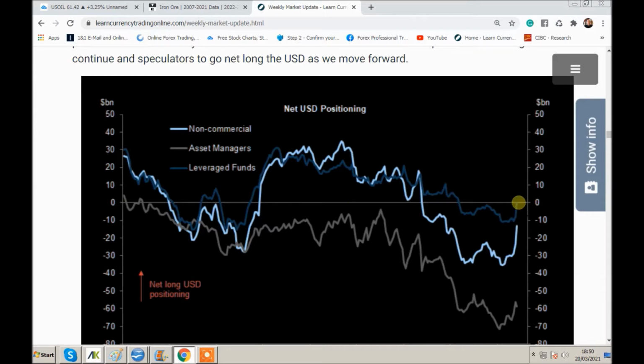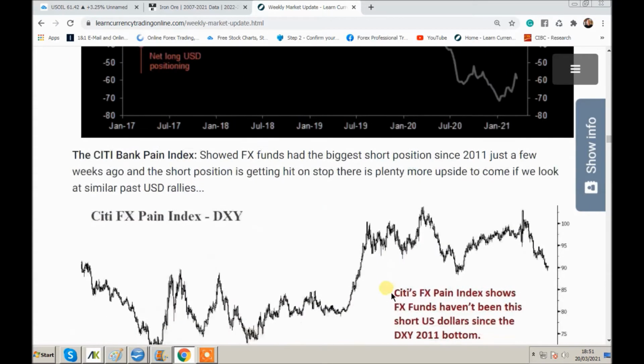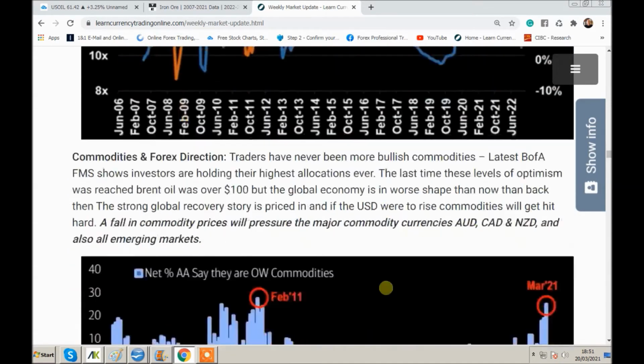Leveraged funds coming up to the 0 line. Asset managers are still down here. It's a big group. This was a record short position held by them. It's starting to unwind. We think it'll unwind more. As these shorts come out in the market, that will boost the USD. Market's still pretty short the US dollar. I want to go to the next chart.